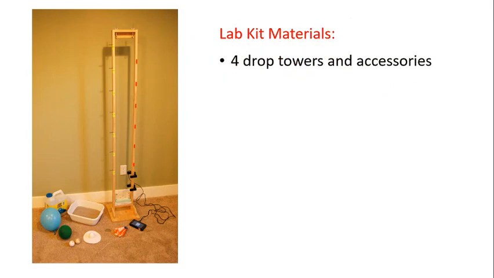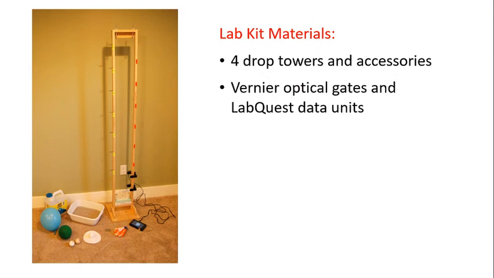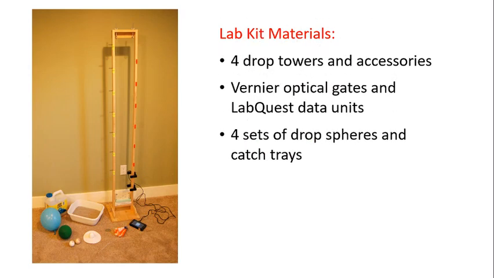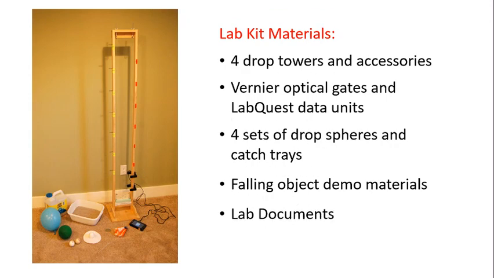Here's equipment included in the lab kit. It includes 4 drop towers, Vernier optical gates and LabQuest data units, 4 sets of drop spheres and catch trays, demonstration materials, and associated lab documents. This lab can accommodate up to 8 lab groups per class. 4 lab groups conduct drop tower experiments, while the other 4 groups conduct sphere drop tests. Groups then swap equipment.